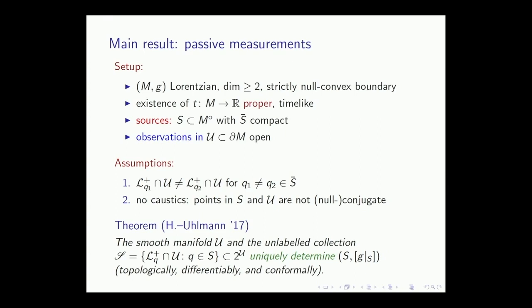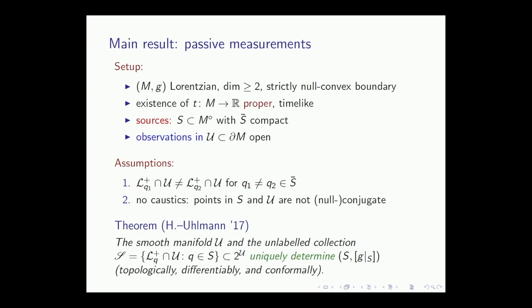So you have a set of sources that is a subset of the interior of the Lorentzian manifold. In other words, every point in here has a time label and some spatial label, intuitively speaking. And you make observations in some open set of the boundary. And the assumptions under which you want to recover from these measurements the interior structure of the set S are, first of all, you want to make sure that any 2 sources generate different measurements.